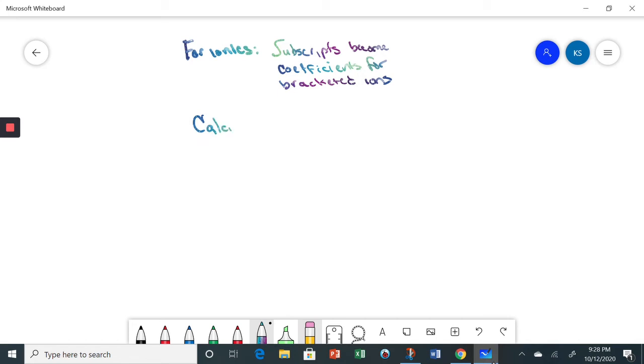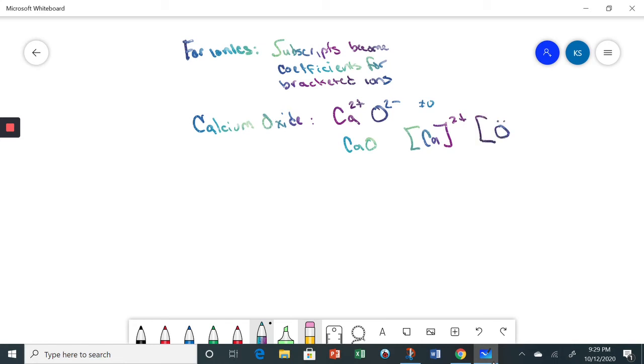Calcium oxide. Formula first. Ca, 2+. Oxygen, 2-. Ooh, they add up to 0. So I'm going to rewrite them neatly. Oh, I only need 1 Ca and 1 O. Okay, Lewis dot. Ca, bracket, 2+. Oxygen, all 8 dots. And yes, me cheating. Shortcutting, 2-. Complete, done. That's it.